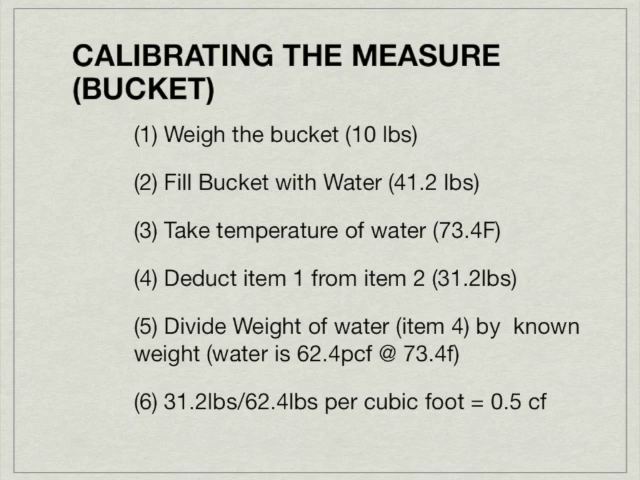We can now take just the weight of the water and divide it by a known weight. In this case, the weight of water for 1 cubic foot is 62.4 pounds at 73.4 degrees Fahrenheit. And if we take the 31.2 pounds and divide it by the 62.4 pounds per cubic foot, we'll wind up with a 1/2 cubic foot bucket.